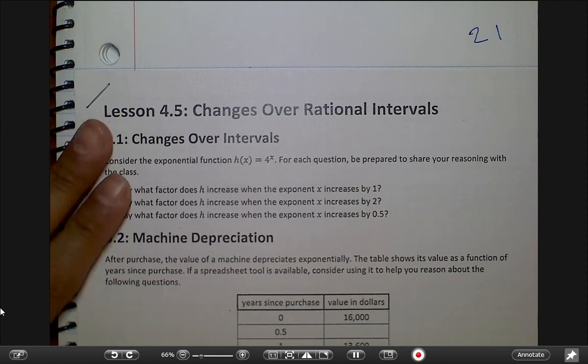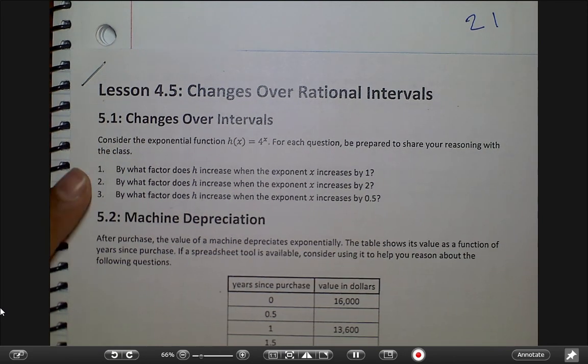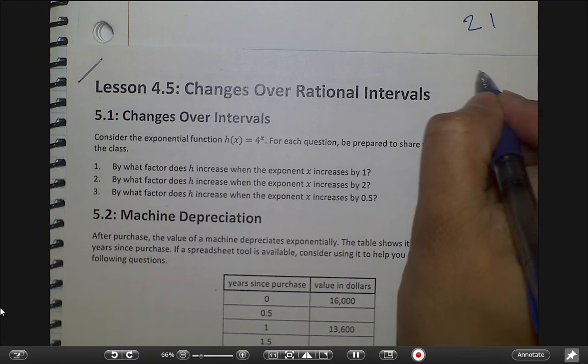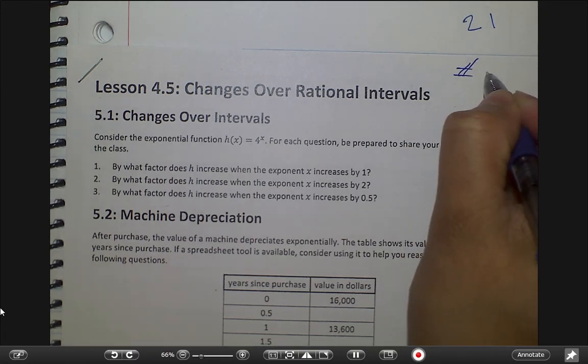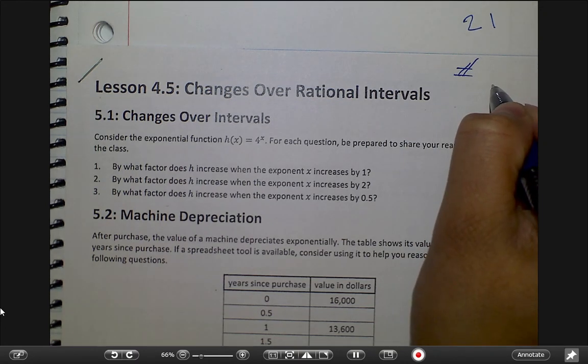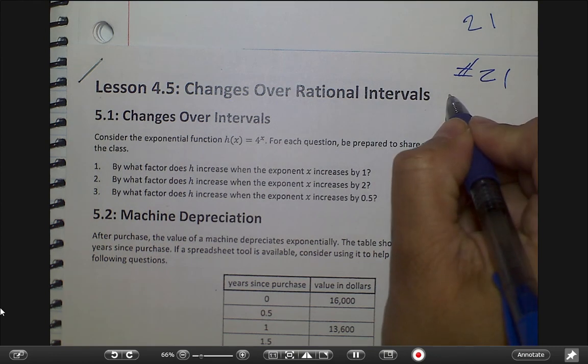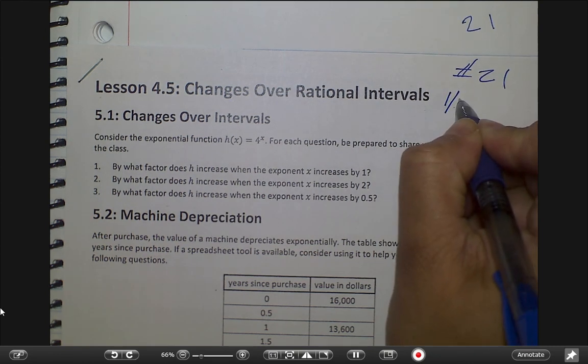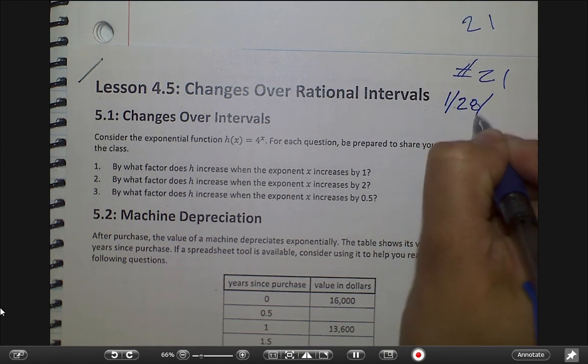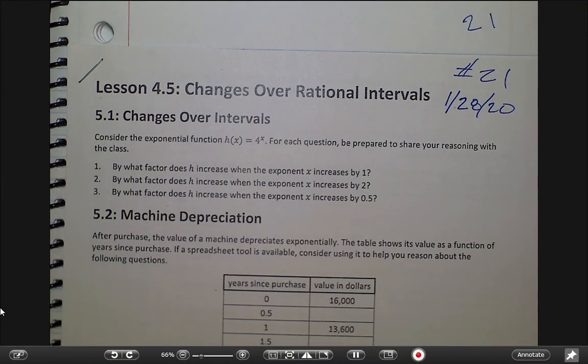All right, so we're going to go through and do our work here today. So today we have hashtag 21. And today's date? Yeah, 28. Right?